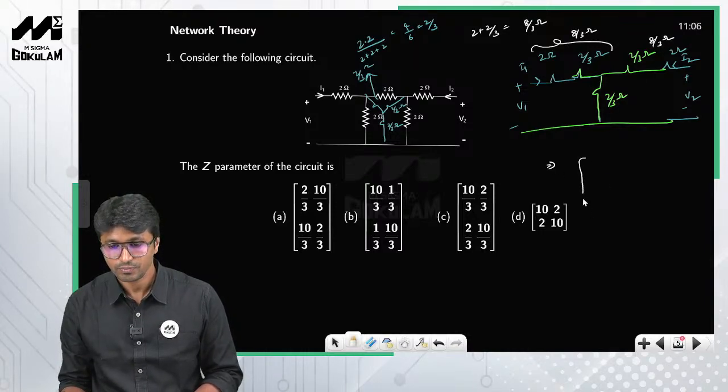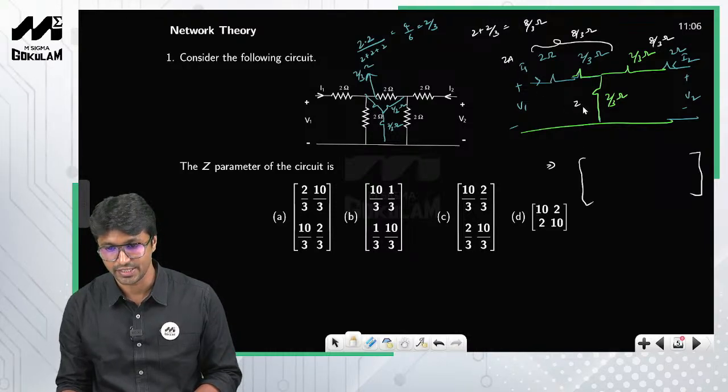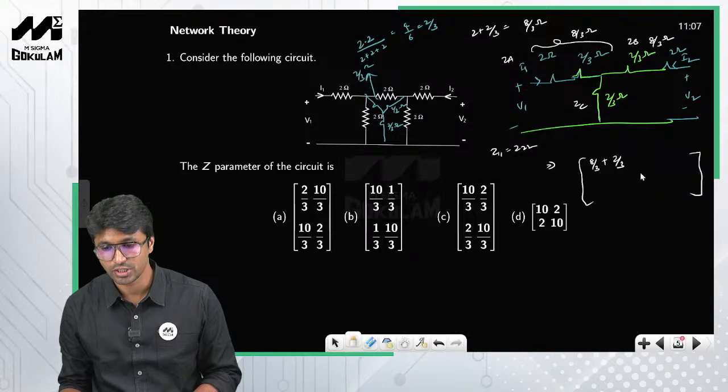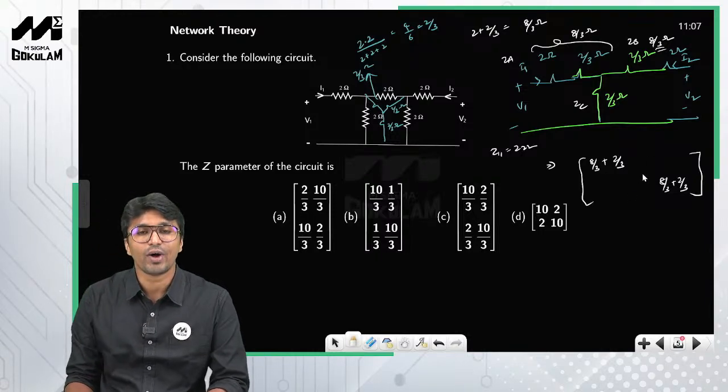Okay, now how do you write the entries in the Z matrix? So therefore look at this one. If this is nothing but ZA and this is nothing but ZC and this is ZB, so what will be the first entry? Z11 will be ZA plus ZC, right? 8 by 3 plus 2 by 3, which is nothing but 10 by 3. Okay, and what about Z22? Listen, this is a symmetrical network, so therefore Z11 will be equal to Z22, so therefore this will also be equal to 8 by 3 plus 2 by 3, right? What about Z12 and Z21?